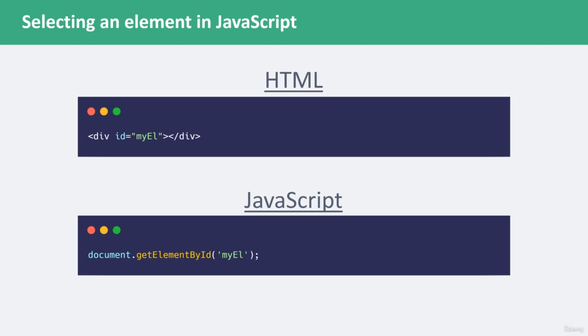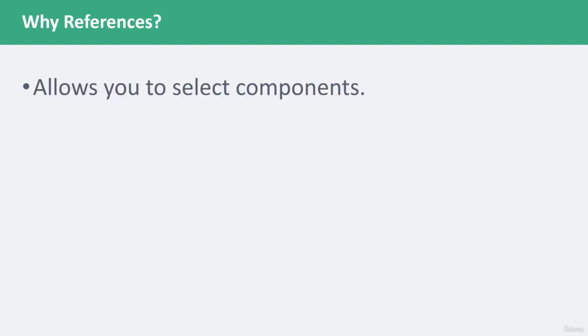Then, you would select it via the document object. The question is, why does Vue introduce a feature for selecting elements when vanilla JavaScript can do the trick? There are a few reasons for using references. The first reason is because they allow you to select components. Components can expose methods and properties to references. It opens the door for some interesting features and design patterns. You'll see an example in the next lecture.